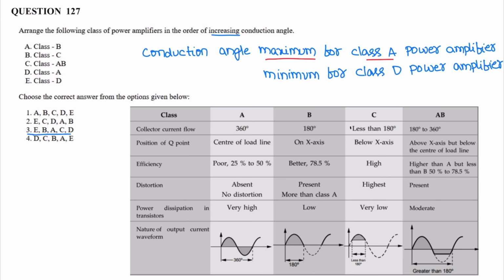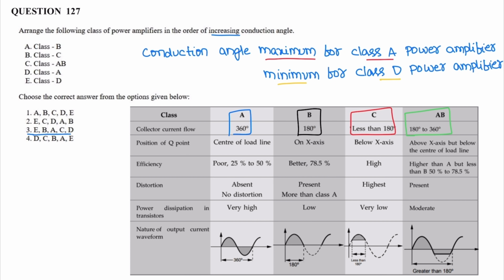Question number 127. Arrange the following classes of power amplifiers in the order of increasing conduction angle. The conduction angle is maximum for class A power amplifiers, whereas it is minimum for class D. For class A, conduction angle is 360. For class AB, conduction angle lies between 360 and 180. For class B, conduction angle is 180 degrees. For class C, conduction angle is less than 180 degrees. For class D, conduction angle is 90 degrees.